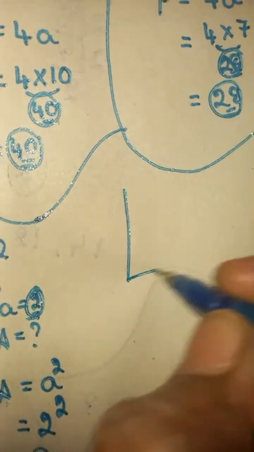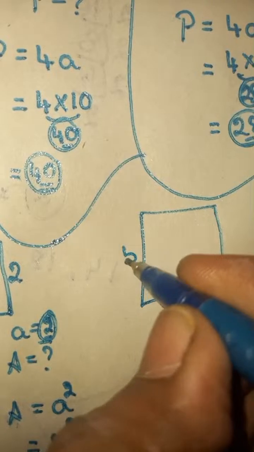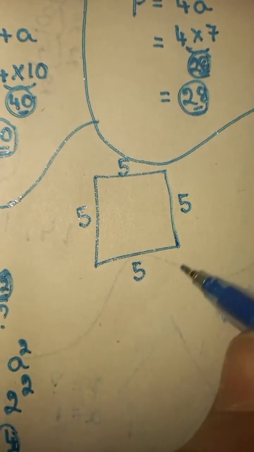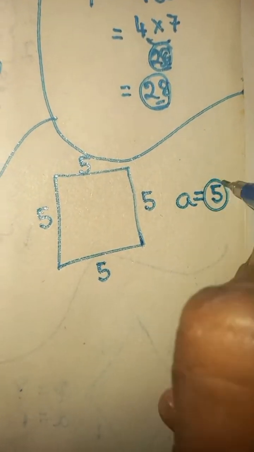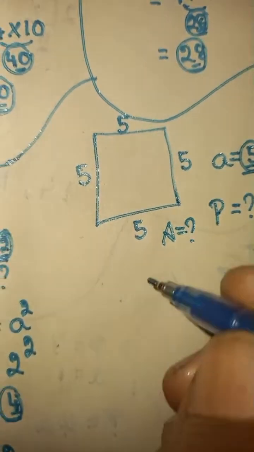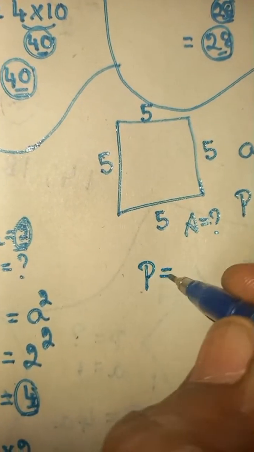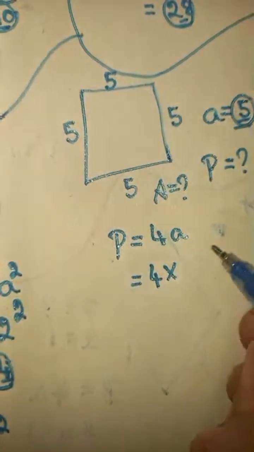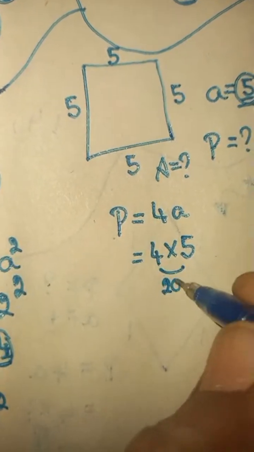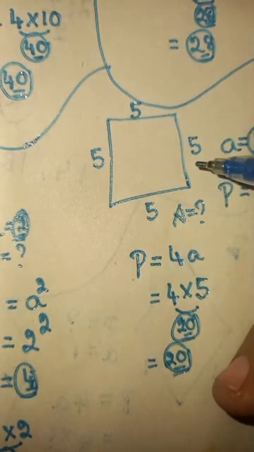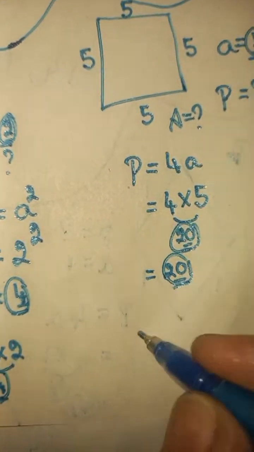Here in this square they have given all sides as 5 units. The side length is 5 units, and you need to find the perimeter and the area of the square. Perimeter of the square is 4 times the side length, that is 4 times 5 units. 4 times 5 is 20 units, so 20 units is the perimeter or boundary length of this square.